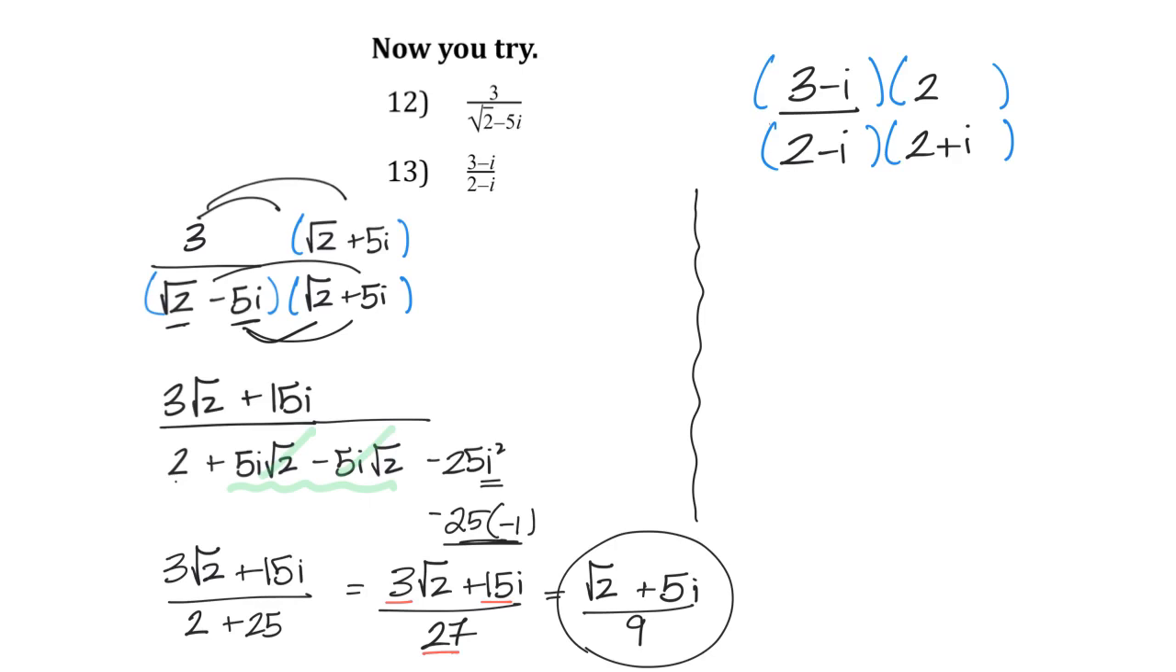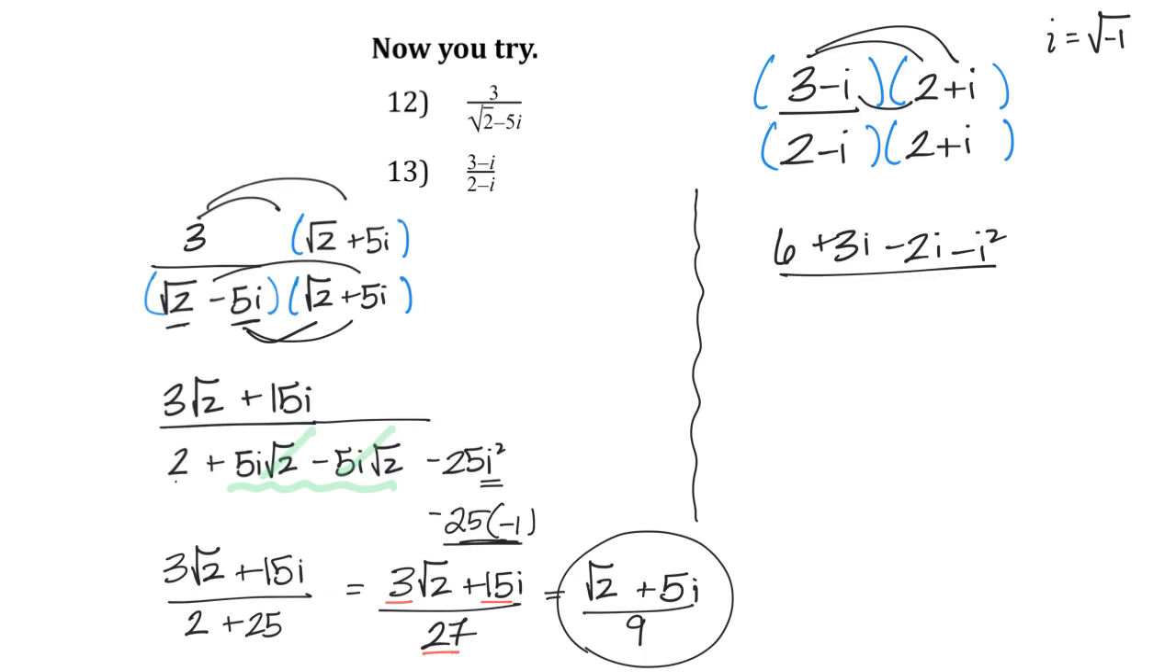I'm not worried about that binomial in the numerator because, again, my goal is just to get rid of that imaginary in the denominator, because that i is the same thing as the square root of negative 1. You cannot leave a root in the denominator of a fraction. So I have a lot of foiling to do in the top. That's going to give me 3 times 2, which is 6, plus 3i, minus 2i, minus i squared. In the bottom, I have 2 times 2, so 4, plus 2i, minus 2i, minus i squared.